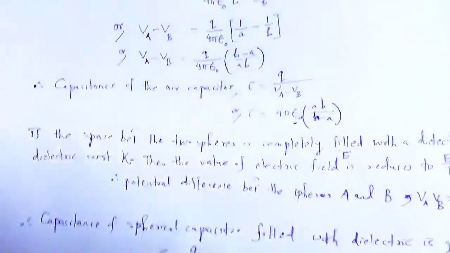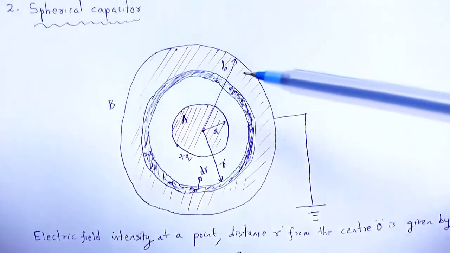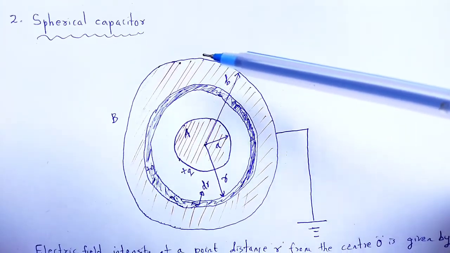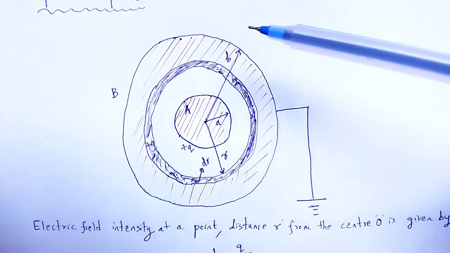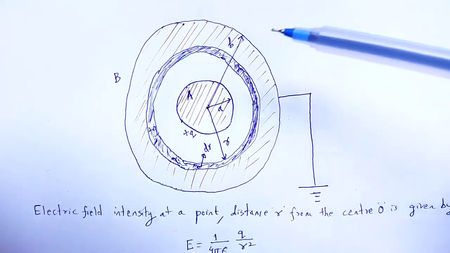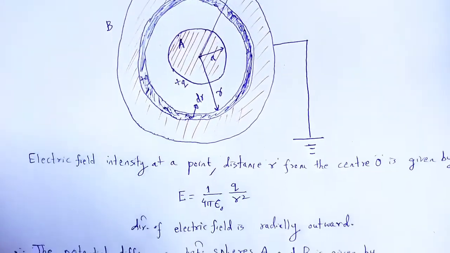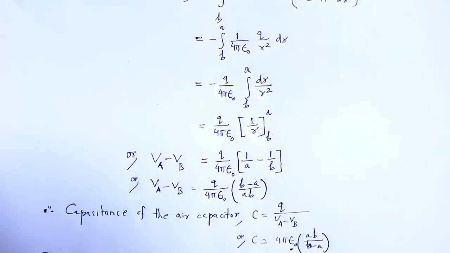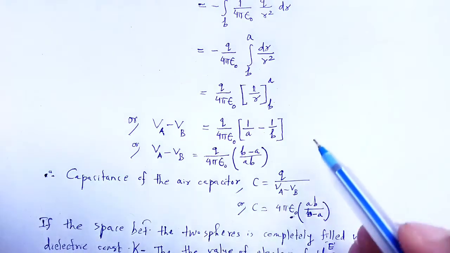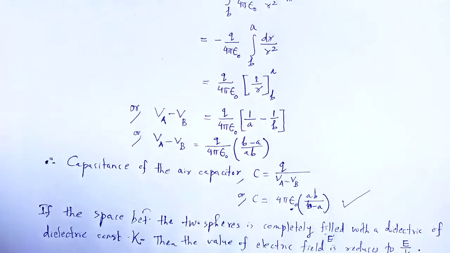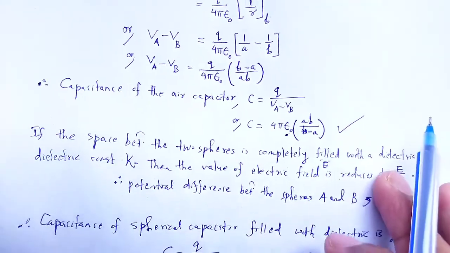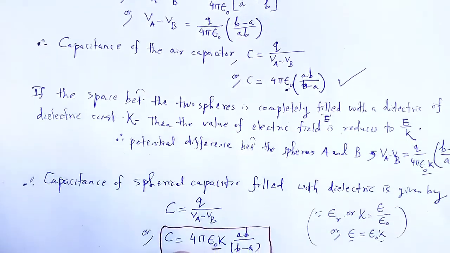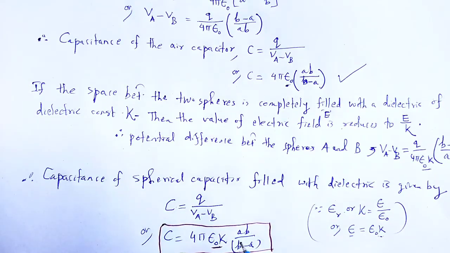So, here we discussed how we can calculate the capacitance of a spherical capacitor filled with dielectric. First we take the expression taking air as the medium, then taking the dielectric constant, and this is the final expression of capacitance of a spherical capacitor filled with dielectric.